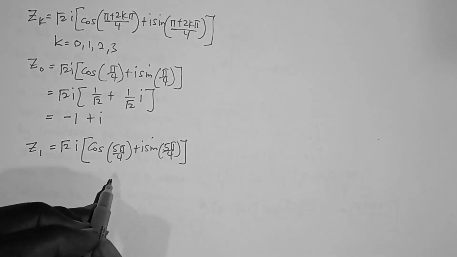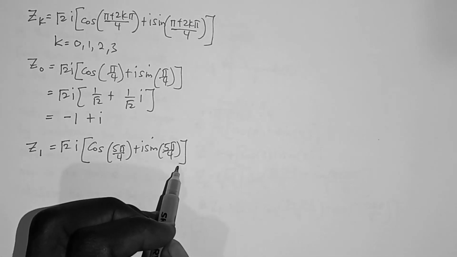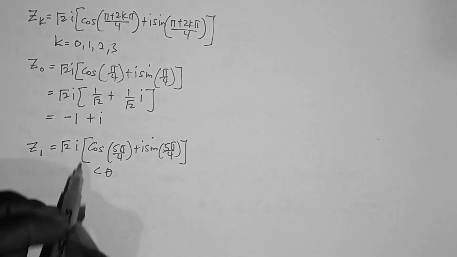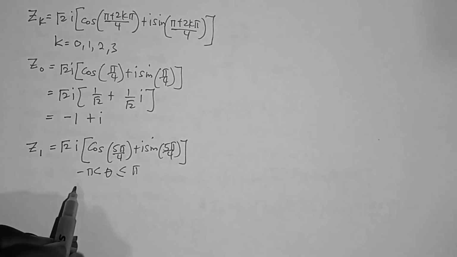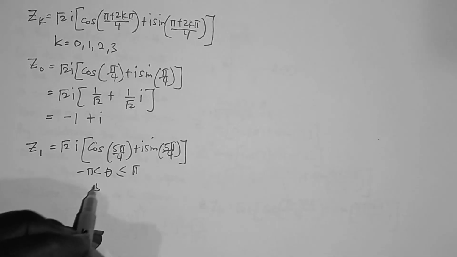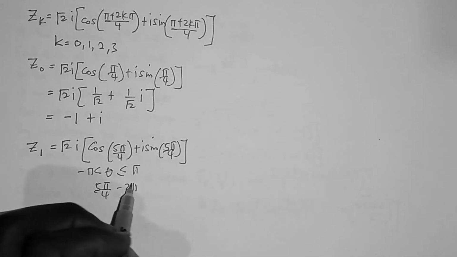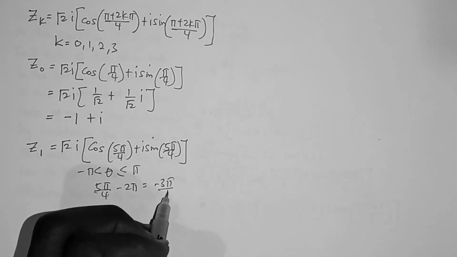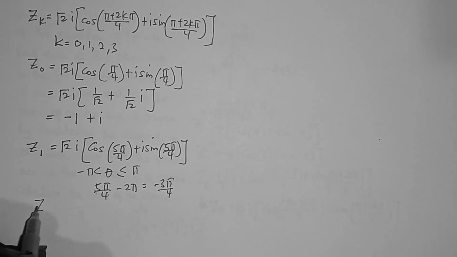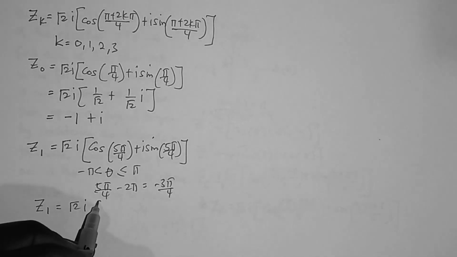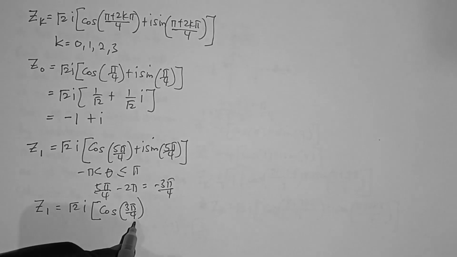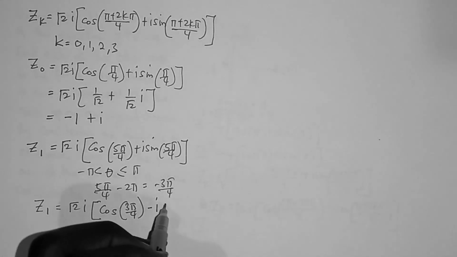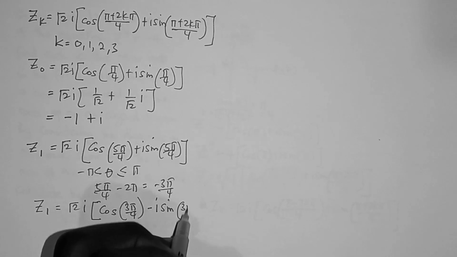But you can see that 5 pi over 4 is greater than pi, but theta must be greater than minus pi but less than or equal to pi. So we need to subtract 2 pi from 5 pi over 4. So 5 pi over 4 minus 2 pi is equal to minus 3 pi over 4. So z1 is equal to root 2i into bracket cos, then minus 3 pi over 4 will be 3 pi over 4 because cos is an even function, minus i sine 3 pi over 4.